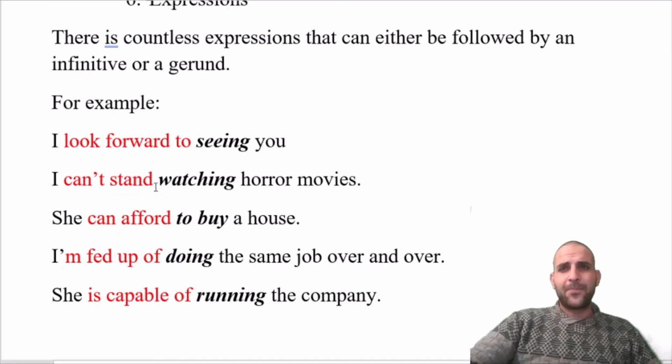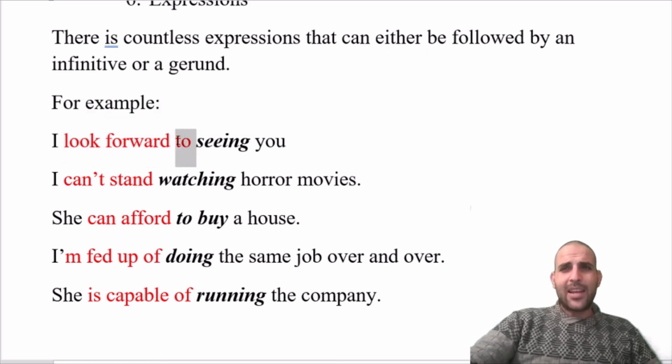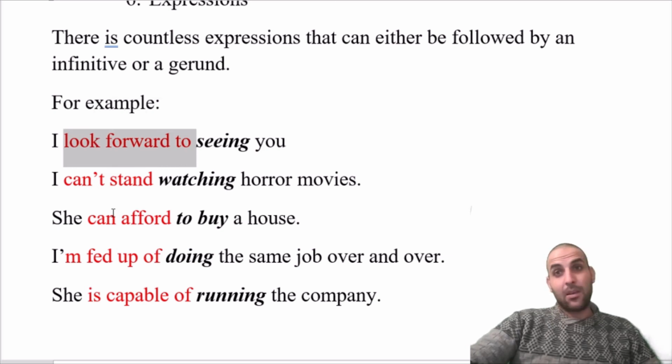For example, I look forward to. This to is not the to of an infinitive. This to is part of this expression. It's a fixed expression. It can be looked at as a preposition. That's why we put here a gerund. So I look forward to seeing you. So whenever you have look forward to, you have to put a gerund. So this is a fixed expression that should be memorized, that should be learned by heart.